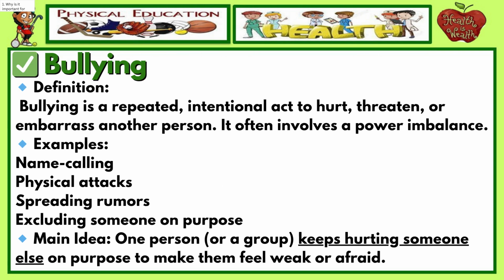Now, what is bullying? Bullying is a repeated, intentional act to hurt, threaten, or embarrass another person. It often involves a power imbalance. Examples: name-calling, physical attacks, spreading rumors, excluding someone on purpose. Main idea: one person or a group keeps hurting someone else on purpose to make them feel weak or afraid.